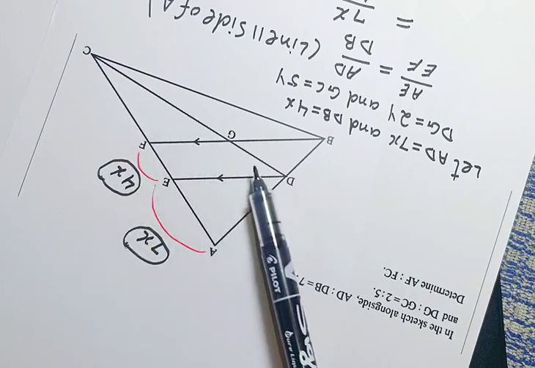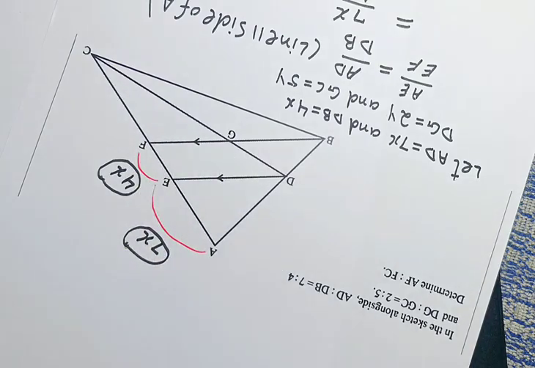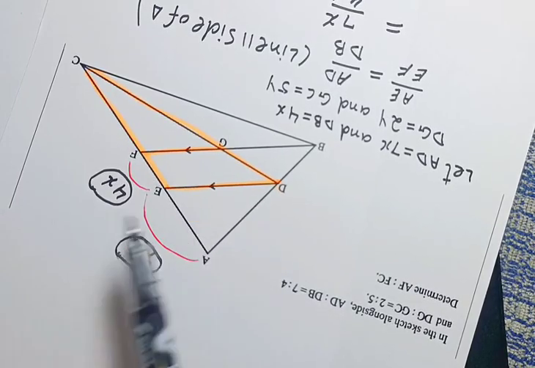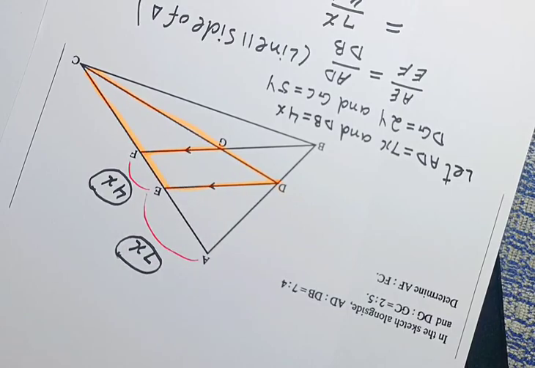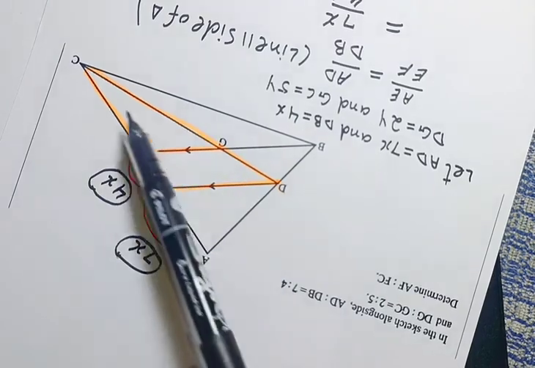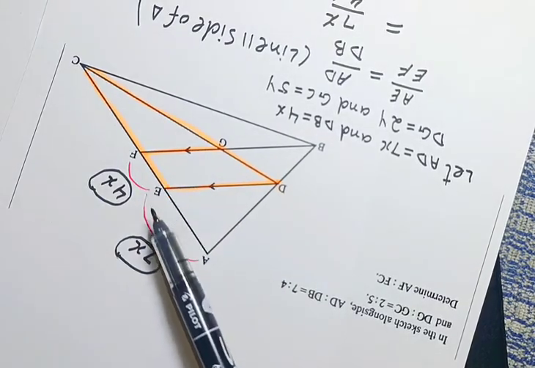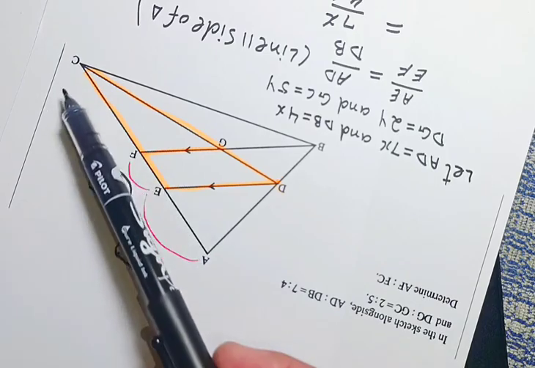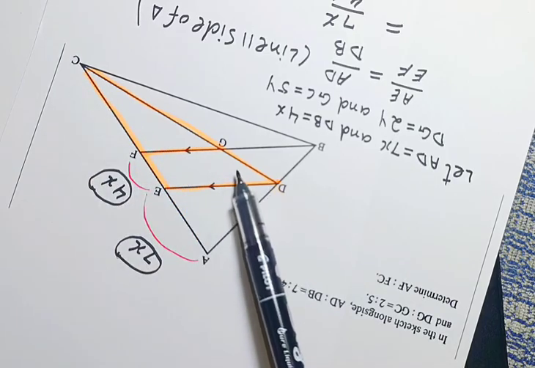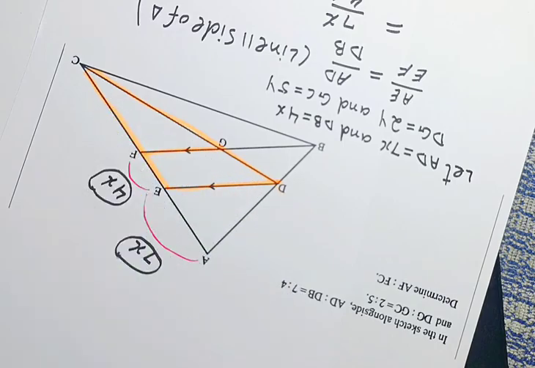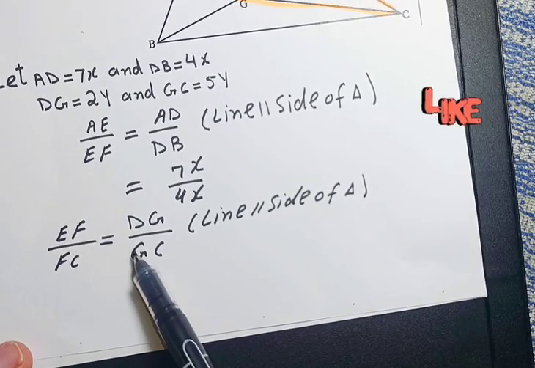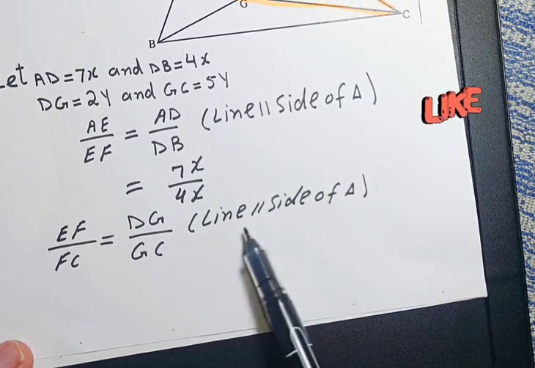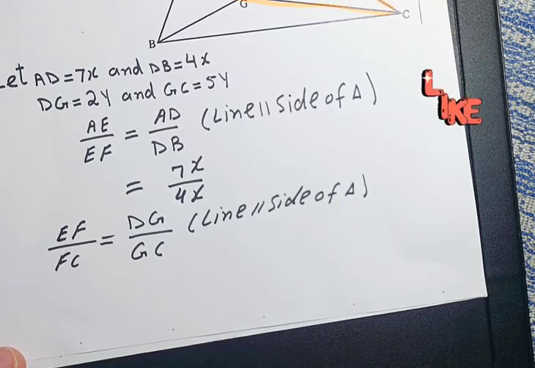Let me highlight it for you. So this time we're using the orange triangle. We're going to apply the proportionality theorem on the orange triangle. We have the sides DG and GC, so we can say EF over FC, exactly the same thing. The other side, DG, must match it: DG over GC. So there we go. EF over FC is equal to DG over GC. Line parallel to side of triangle. I must give the reason because I apply the proportionality theorem here.